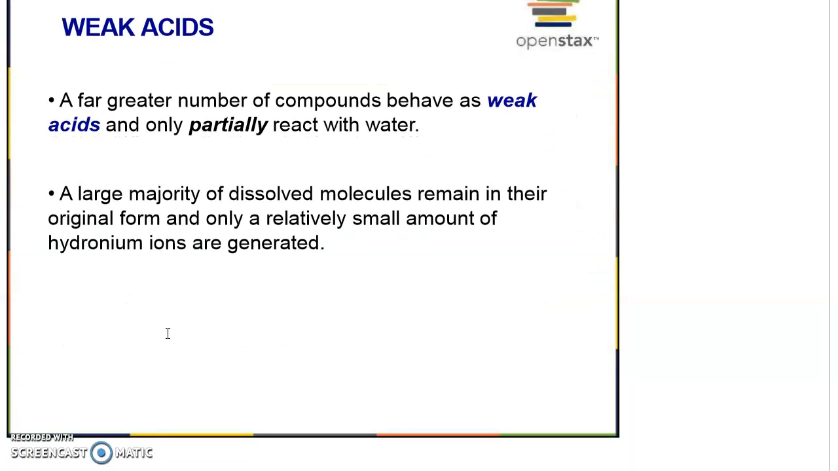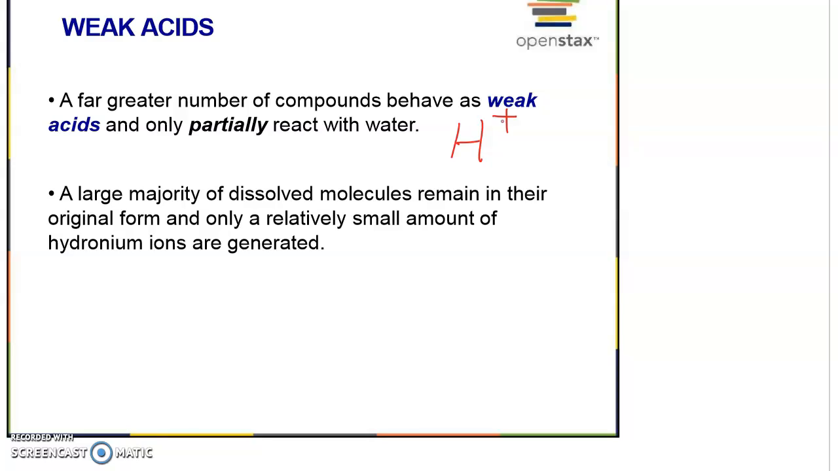So what is a weak acid? Any acid that is not a strong acid will be considered as a weak acid. Okay, so by definition, that means it only partially reacts with water and forms H+. So at least we know that it's an acid, but it doesn't completely dissociate. For example, only a certain percentage will dissociate, not 100%. So that will be considered as a weak acid.